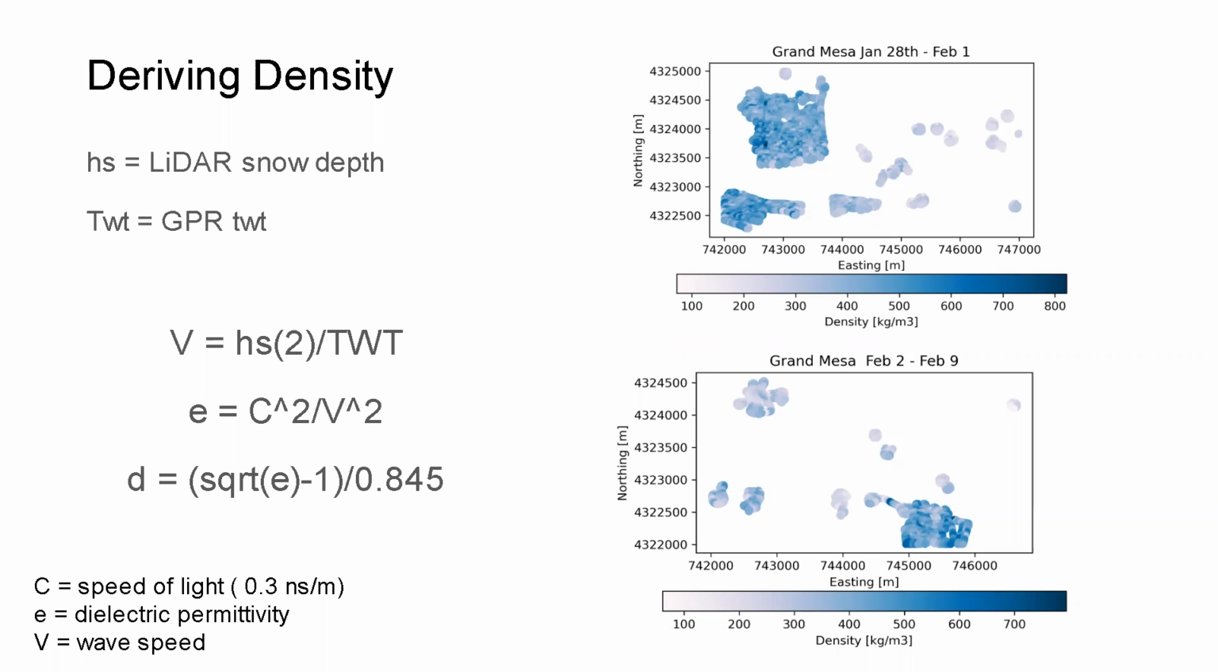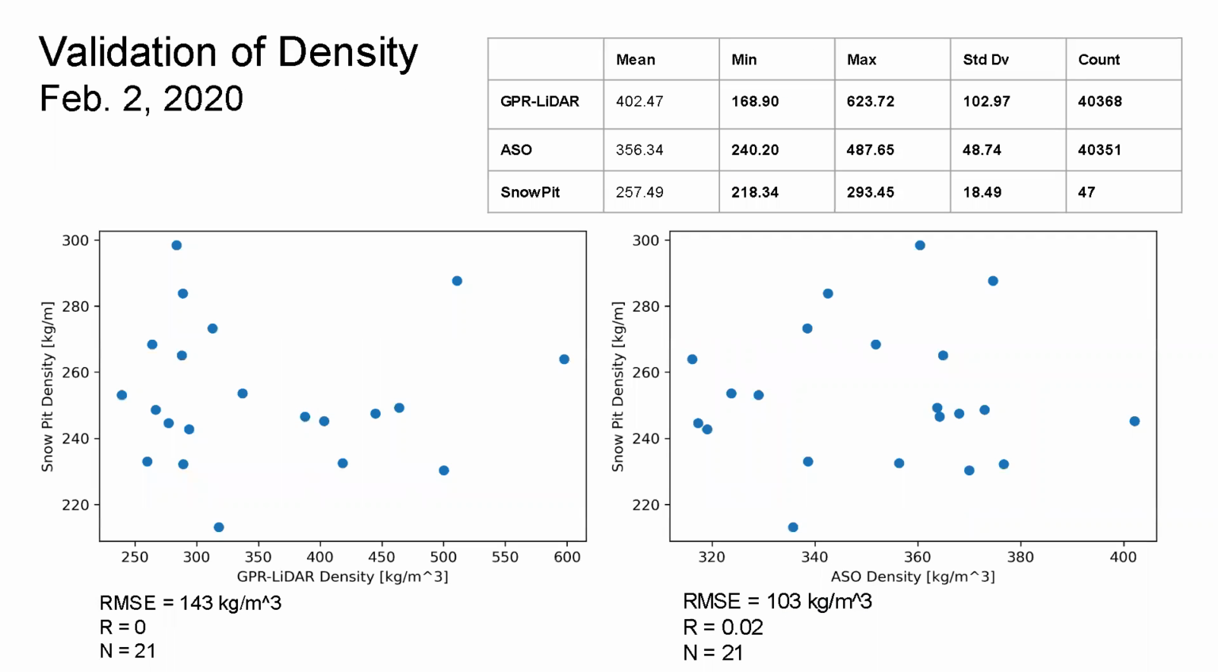We can see that on the right is a lot of a treed area, and then on the left is an open area, and we can definitely see differences there. So along those tracks, we were able to calculate the density through that fusion process.